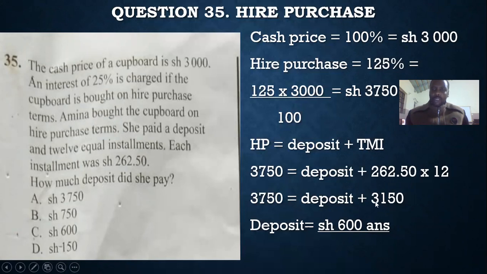So to get the deposit, we just subtract the hire purchase minus the total monthly installments. So in a quick one, you just get the cash price was 100%, which was 3,000. The hire purchase was 125. You cross multiply to get the hire purchase was 3,750. We multiply the installments. Each installment was paying 262 and 50 cents times 12 to get the total monthly installments. Once we get the total monthly installments, we subtract it from the hire purchase price to remain with the deposit.